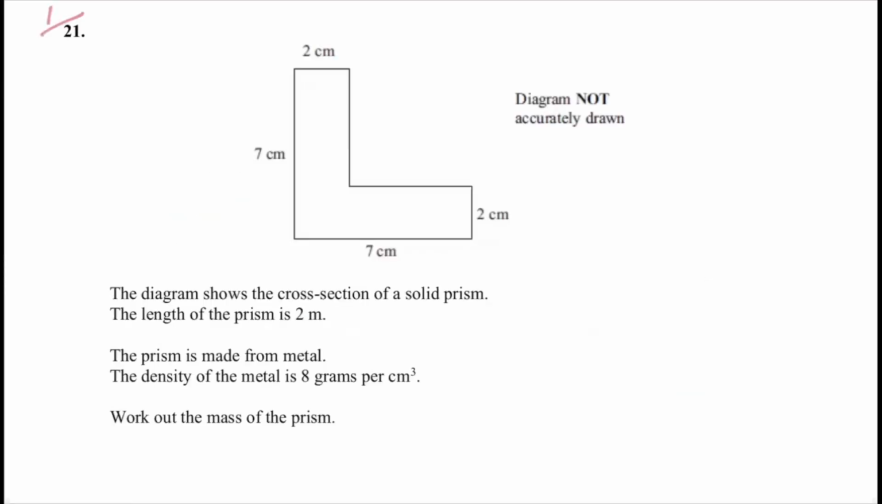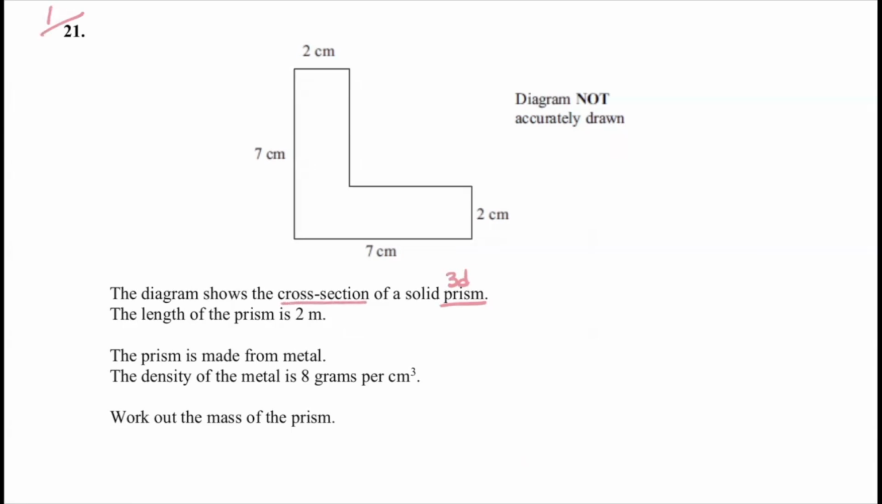Okay, so we've got another crossover question. The diagram shows the cross section of a solid prism. Now, when we're reading that word prism, we should be realizing that what we're actually looking at is a 3D shape. They just haven't drawn a 3D shape. They've just done the cross section, which would be the front face.